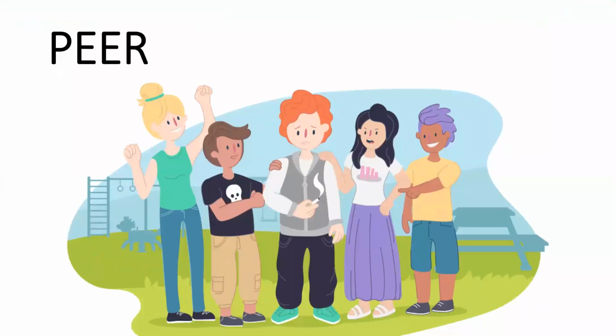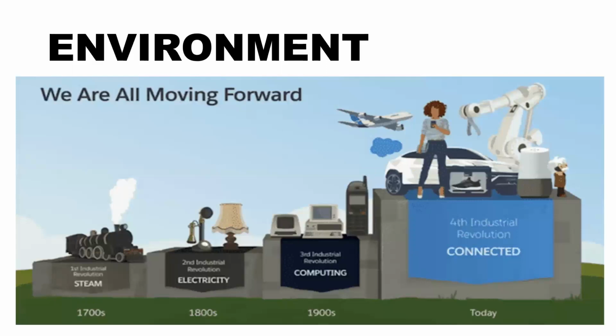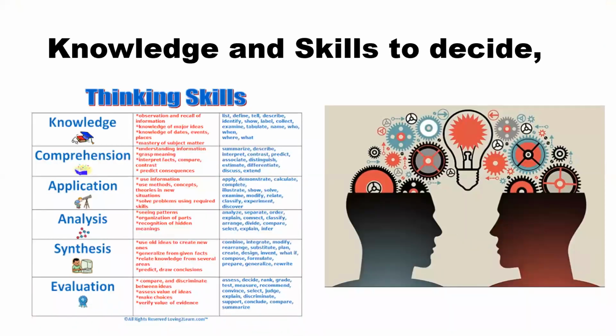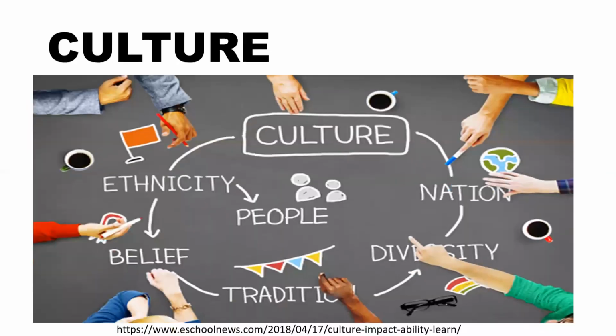Like, for example, your peers or your friends, our environment, and of course, part of it also, the knowledge and skills to decide. So here is the process if you're going to use your thinking skills: knowledge, comprehension, application, analysis, synthesis, and evaluation. And of course, part of it is your beliefs and culture. So these are the factors that influence the decision-making processes of adolescents.